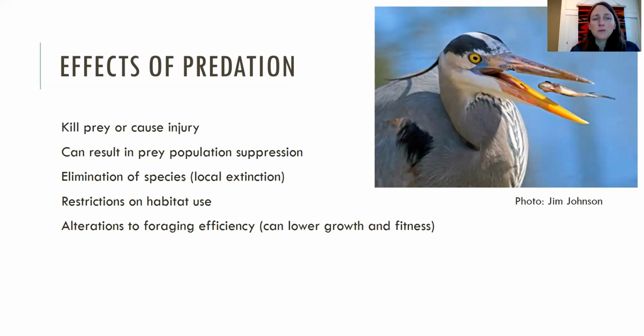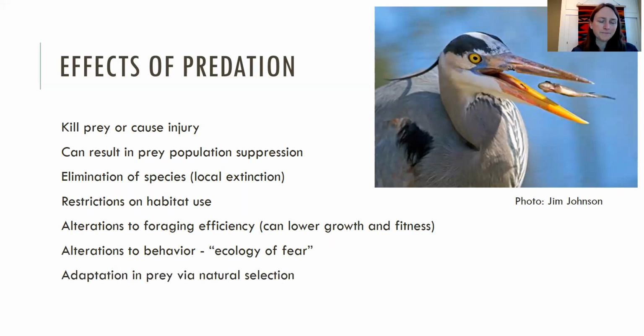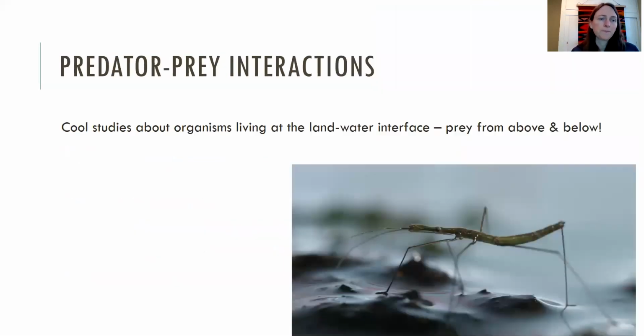And then they can also alter the prey's foraging efficiency. So they can push them out of prime habitat, and that can cause lower growth. It can cause reduced fitness. Just the stress of being preyed upon or chased can reduce your fitness and growth. And these alterations to behavior are part of the ecology of fear, which is a really interesting sub-area of ecology. And then, of course, predators can apply so much pressure on prey populations that prey can actually adapt. And via natural selection, new adaptations to avoiding predation can arise through evolution.